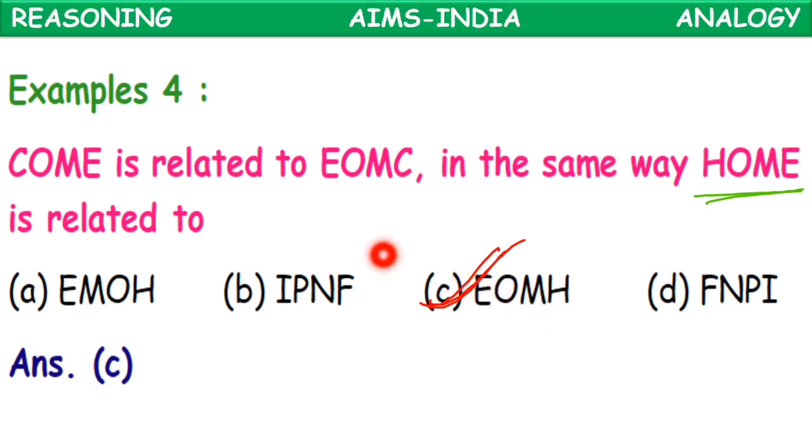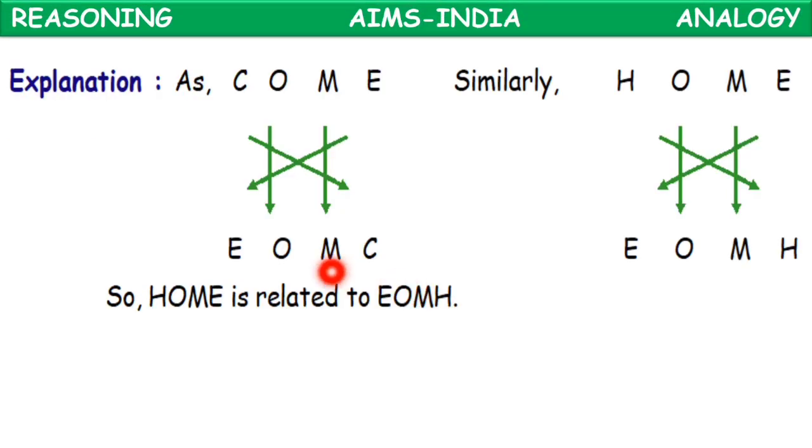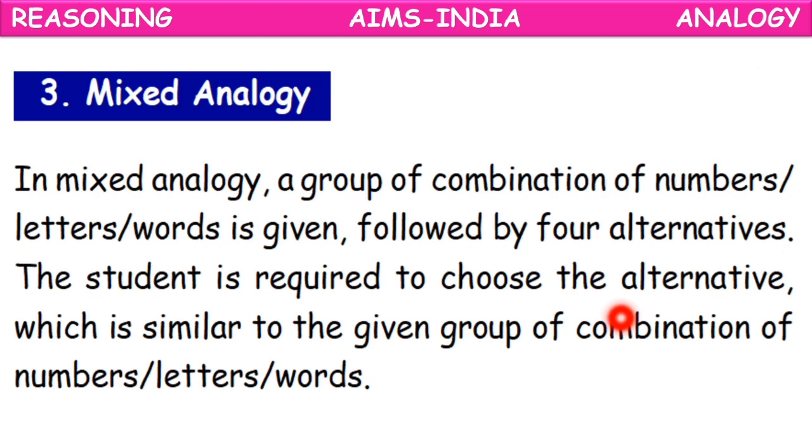Understood, children? What was this? Letter analogy. See, only the first and last letters are interchanged in their places. So, in the word home, H becomes the last one, E becomes the first one. EOMH will be our answer here.